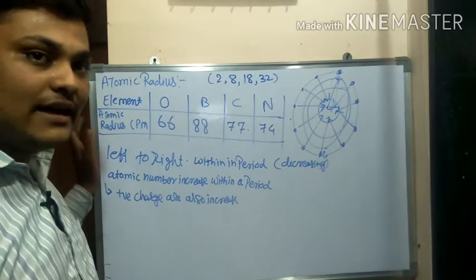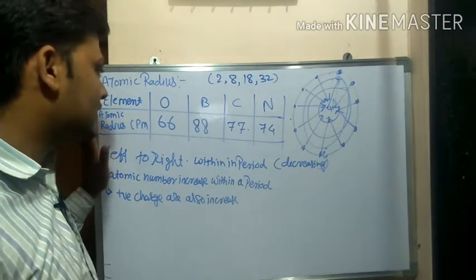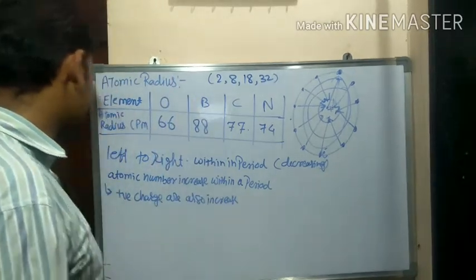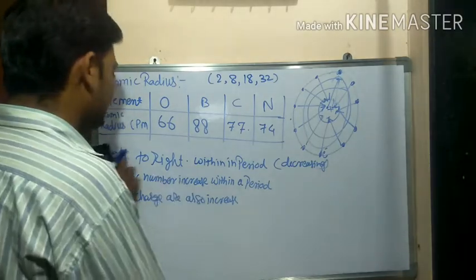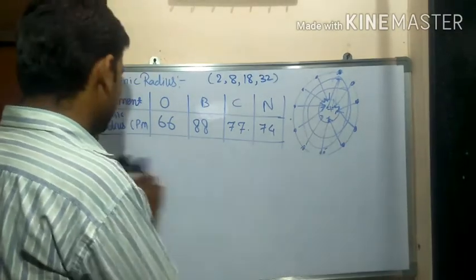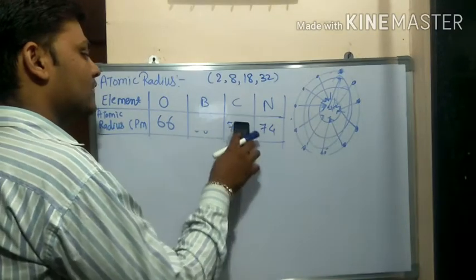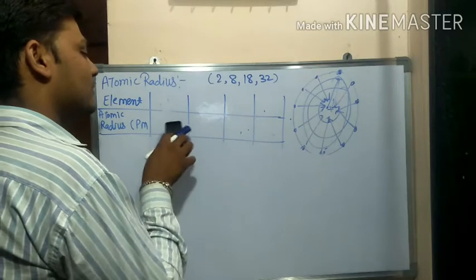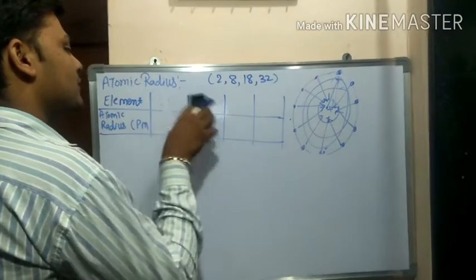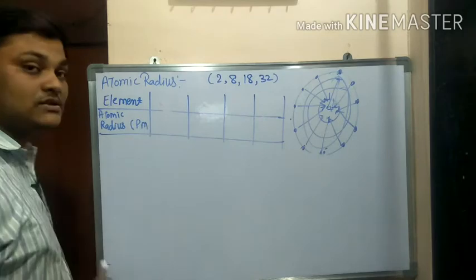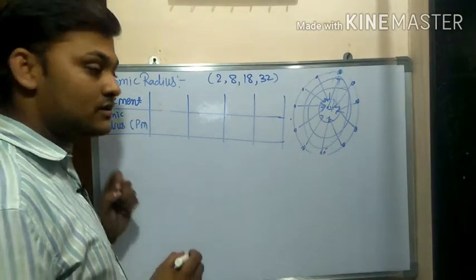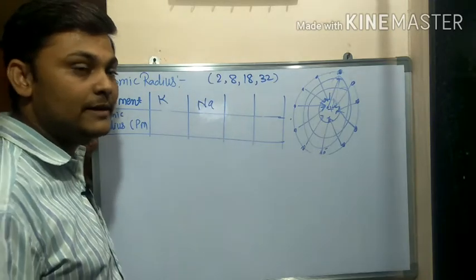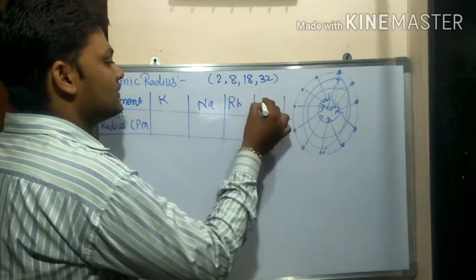Now I have some elements with their atomic radii, which I have earlier written. Some of these elements I know very well, and I am going to tell you right now. You must write down these points which I have wiped, along with the electronic configuration, because such questions get asked in MCQs. So first we have potassium, sodium. Next we have rubidium, next strontium.